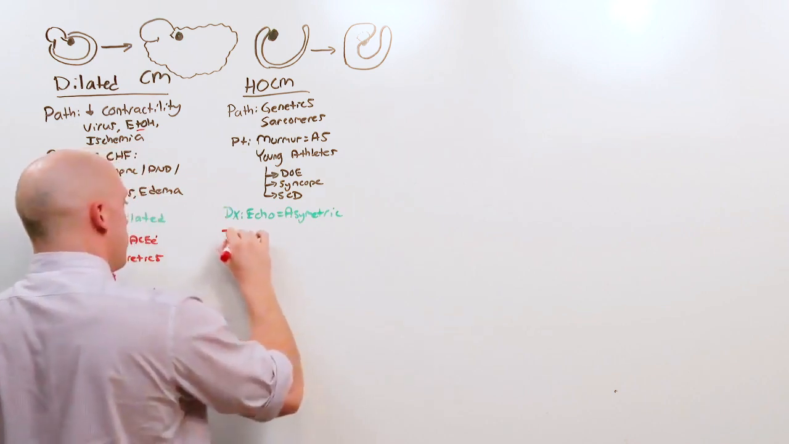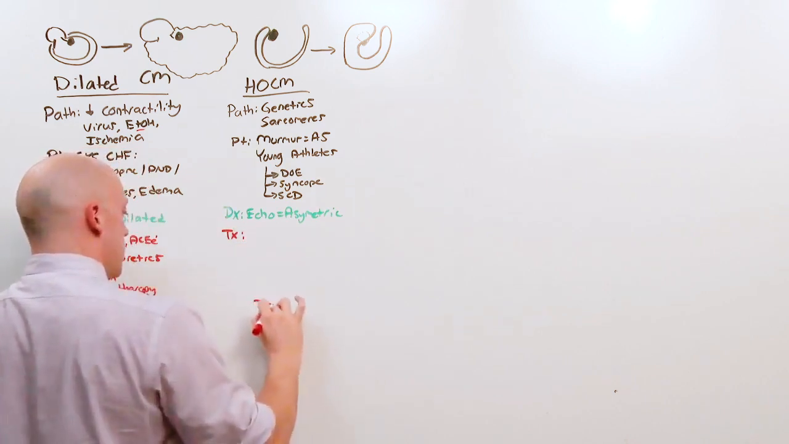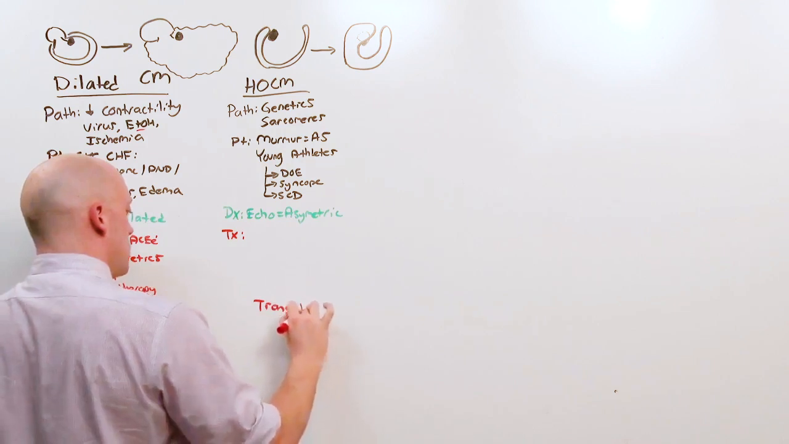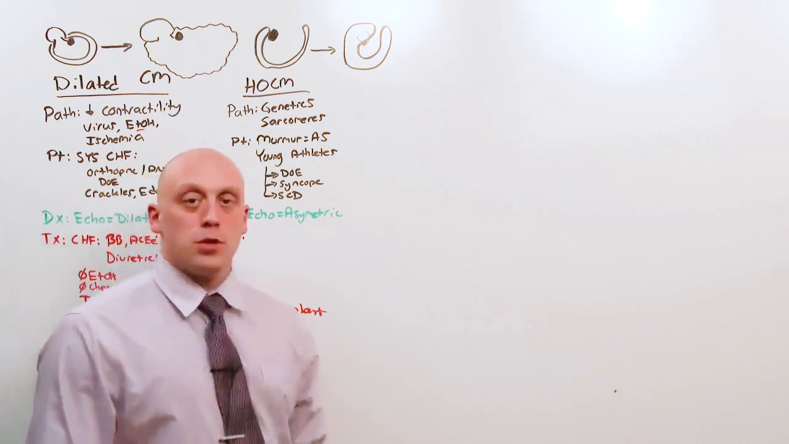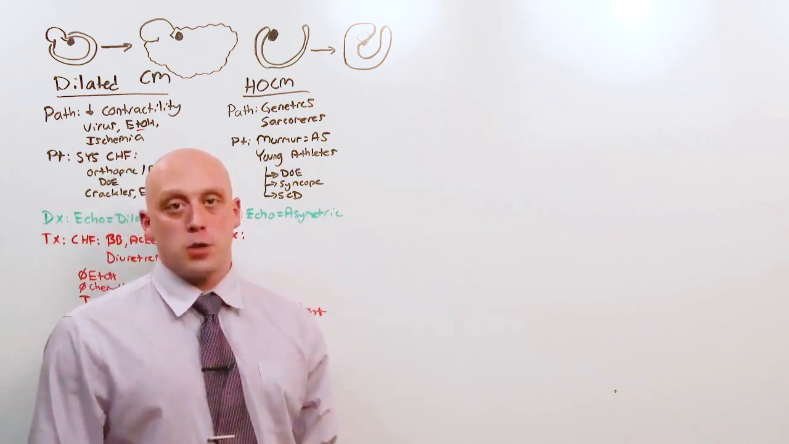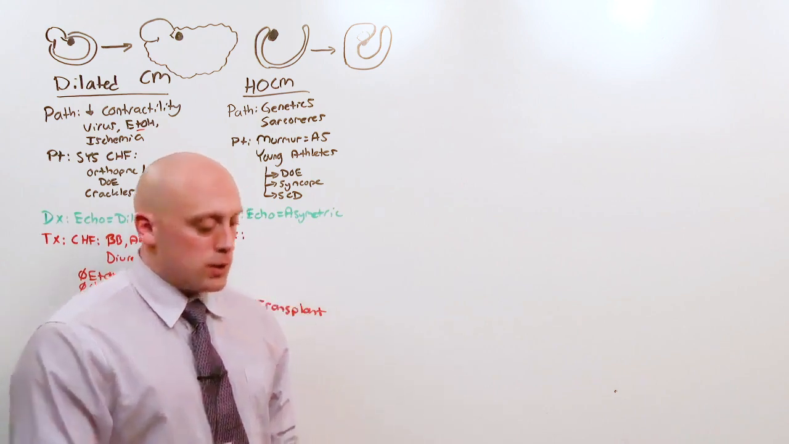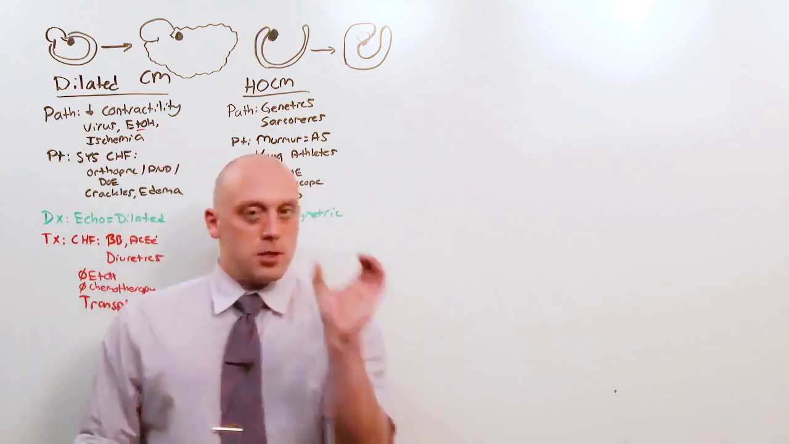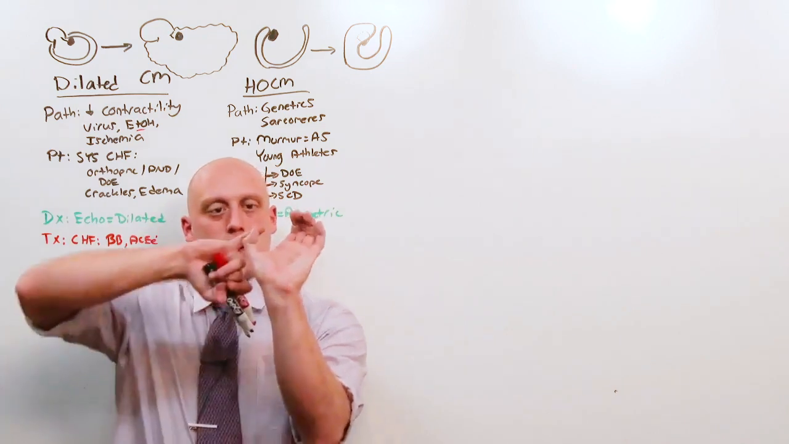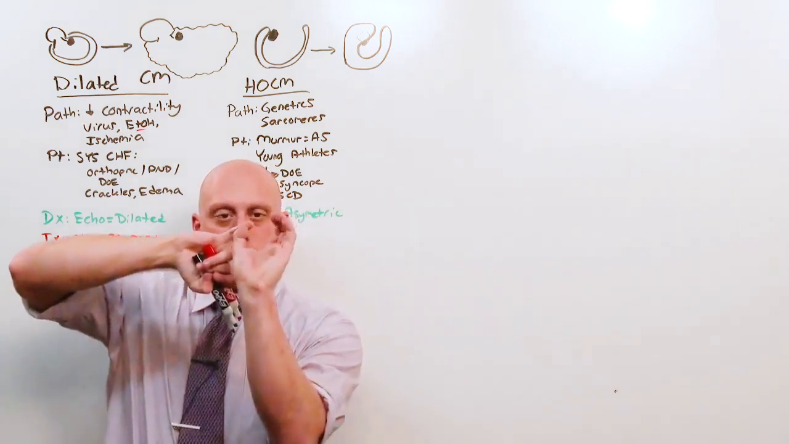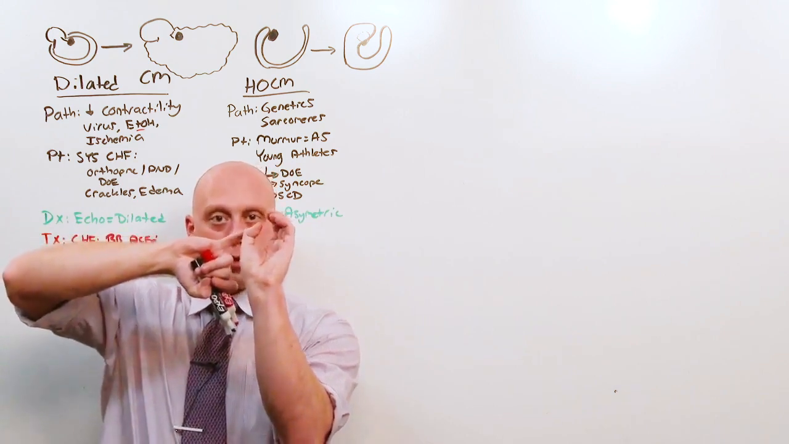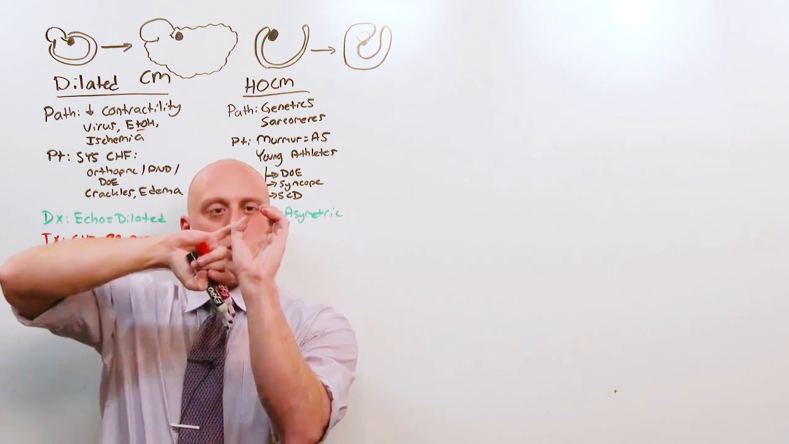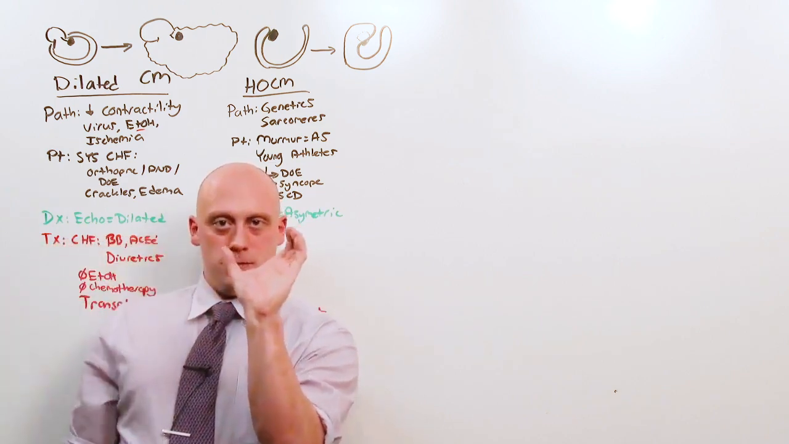Treatment, definitively transplant. But you're not just going to walk around transplanting everybody. So what do you do for people with medical management? Well, the problem is that you've got this asymmetric hypertrophy with an aortic outlet here. And if the ventricle's volume decreases, it essentially totally obstructs the outlet. So the goal will be to keep the ventricle filled.